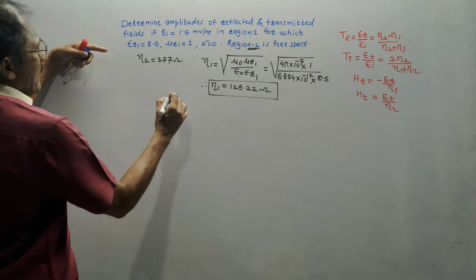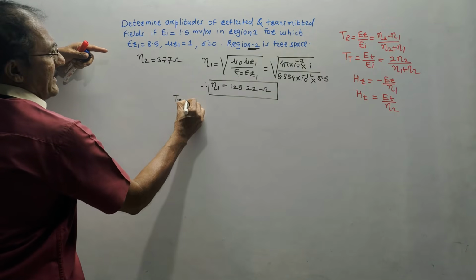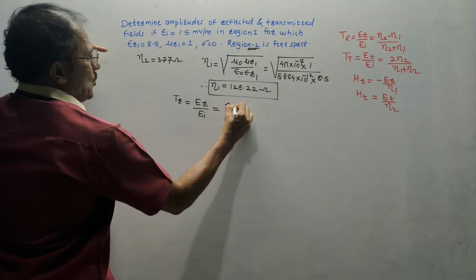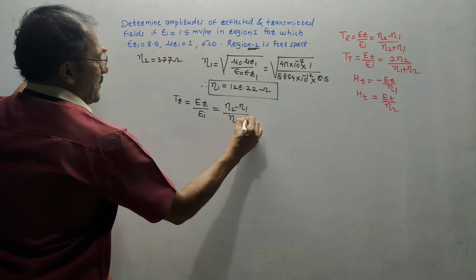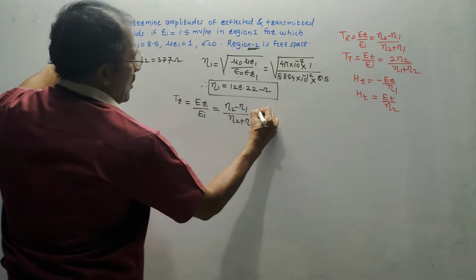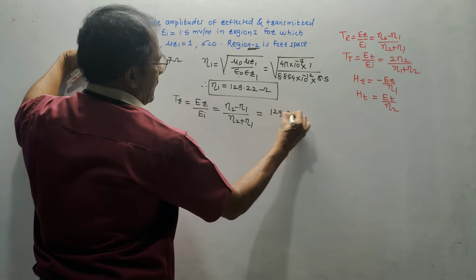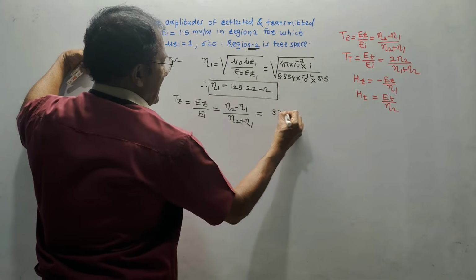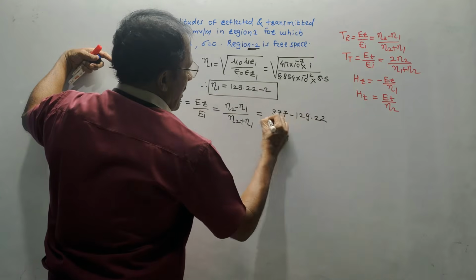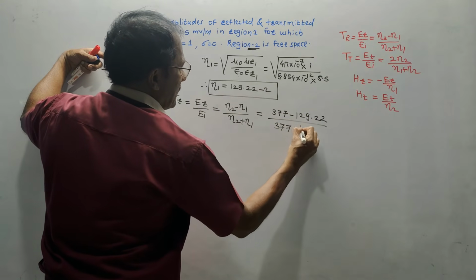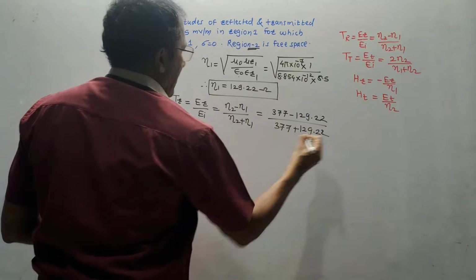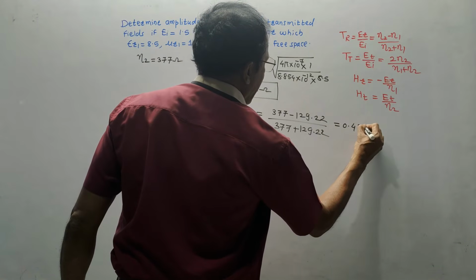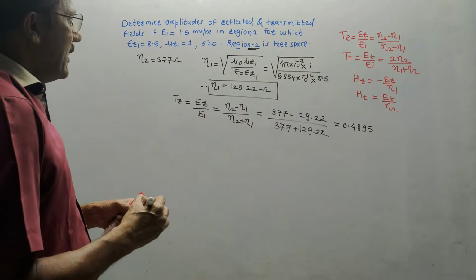Next, first I will calculate the ratio TR. TR is, we know the formula, ER upon EI, which is eta 2 minus eta 1 upon eta 2 plus eta 1. Same formula what we used right now. Put the values. It is 377 minus 129.22 upon 377 plus 129.22. Again, if you solve this on the calculator, this value will be 0.4895. This is the value of TR.